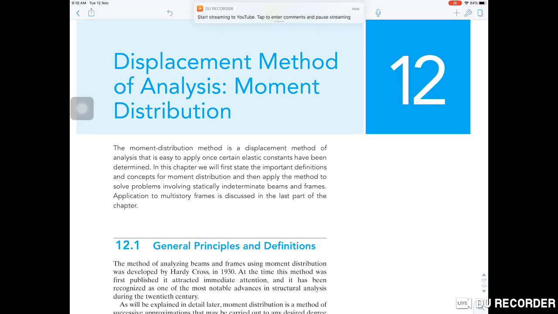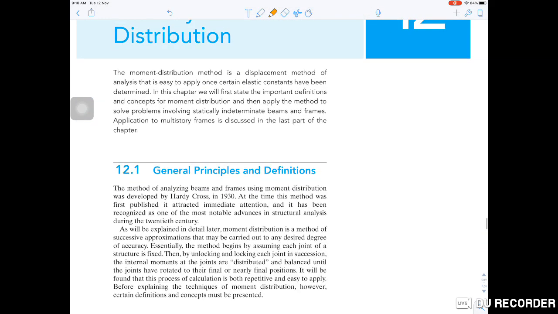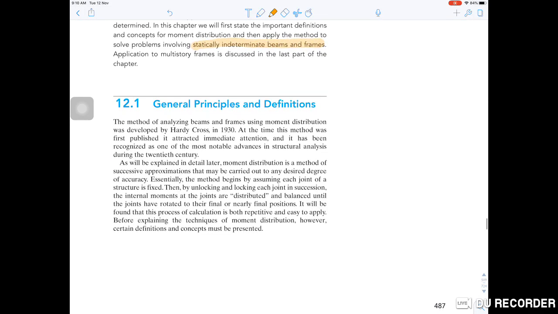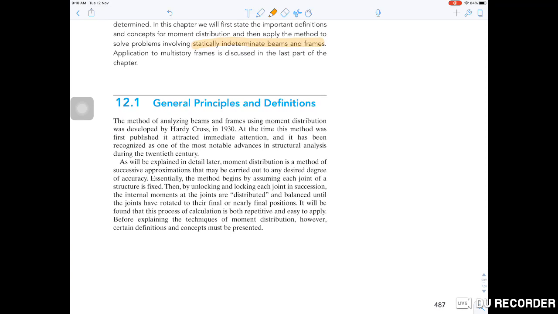Our third topic is called the moment distribution method. This is a method to analyze statically indeterminate beams and frames. This method was developed by Hardy Cross in 1930, and it has been recognized as one of the most notable advances in structural analysis during the 20th century.